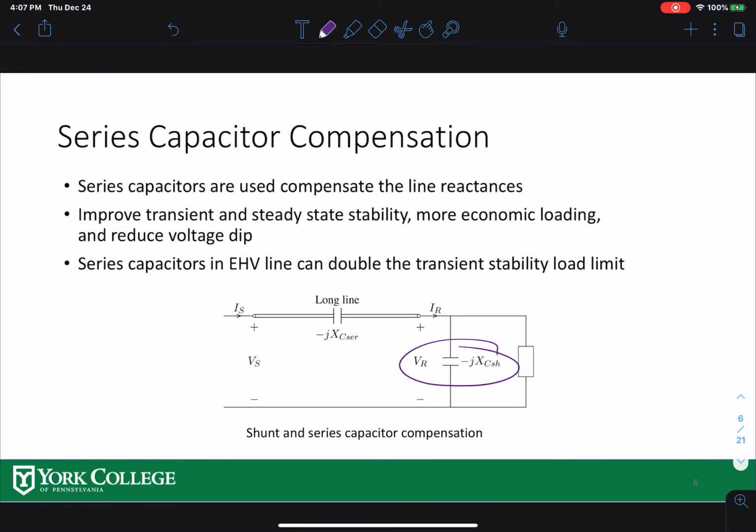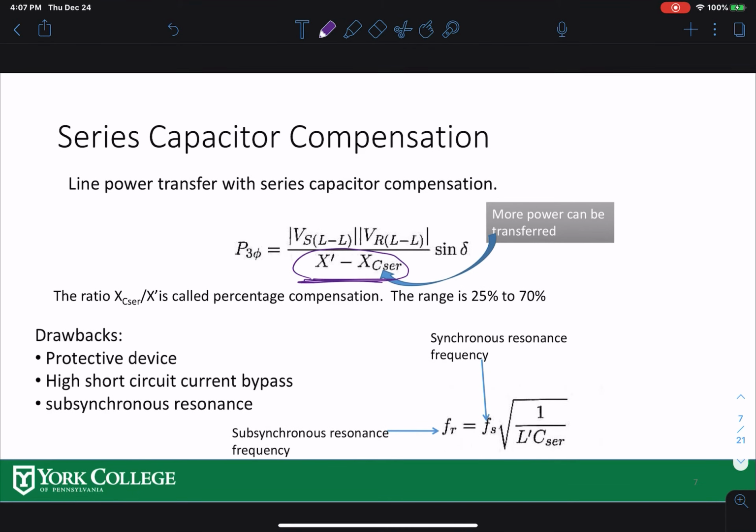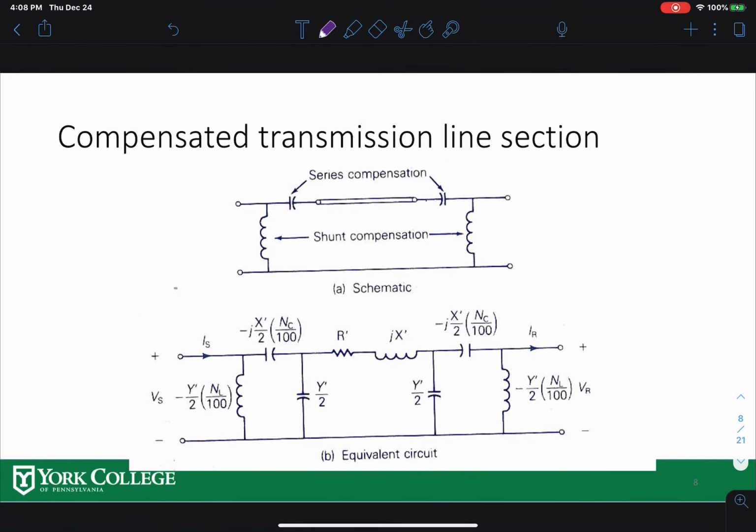Then for the series compensation, the line is mainly inductive. If you add a series capacitor, you take the inductive impedance out, and your line impedance would be smaller. What does it do? If you have a smaller line impedance, you have more capacity to transmit power, because you're making the denominator smaller, so your three-phase power transfer would be higher. You can do that from 25 to 70% compensation. By doing that, make sure you are not introducing subsynchronous resonance frequency into the system.